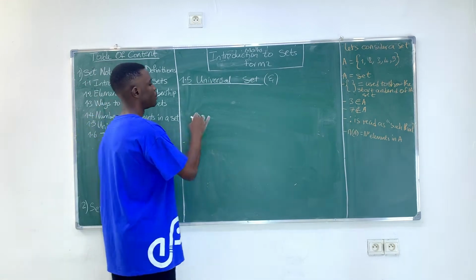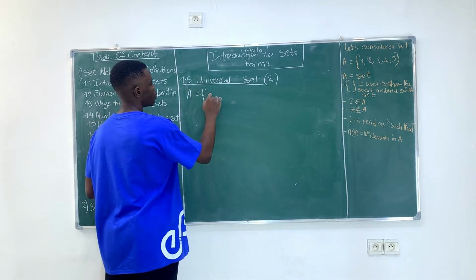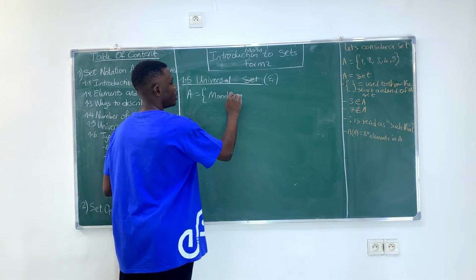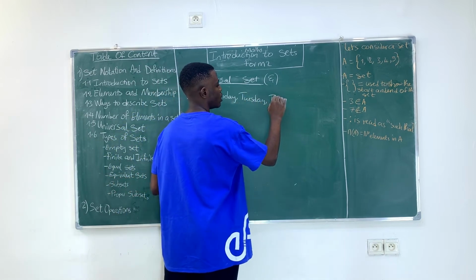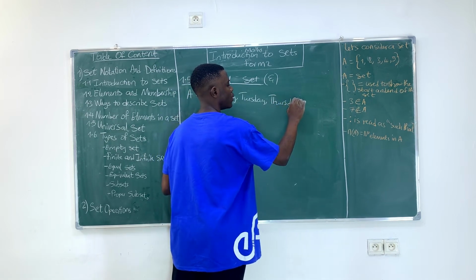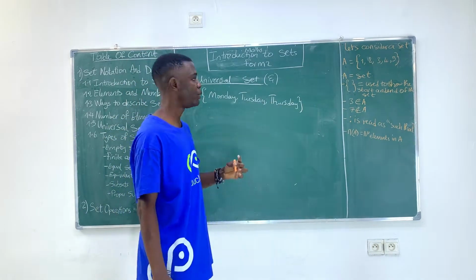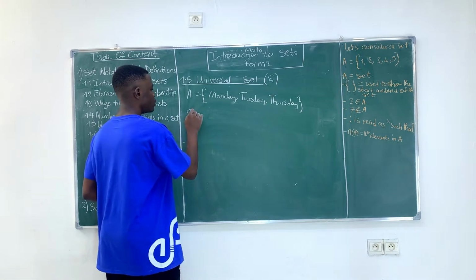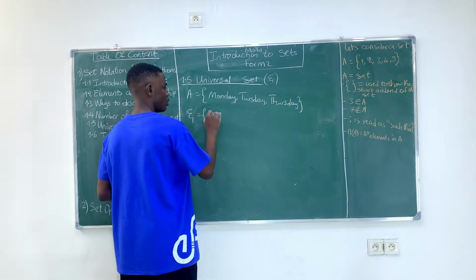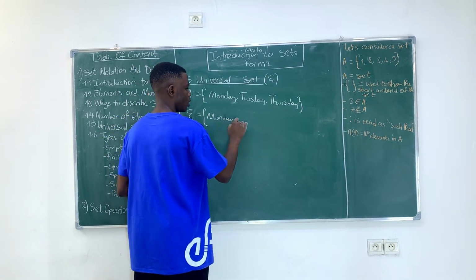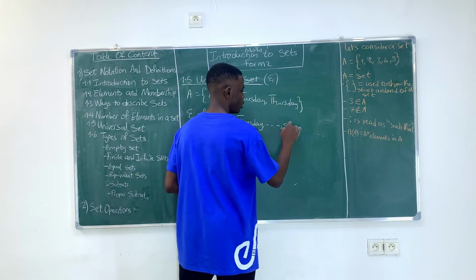Like for instance, you can be talking about the days of the week. You can have a set A which is equal to Monday, Tuesday, and Thursday. These are some days in the week. Now, what will be the universal set here? The universal set will be all of the days of the week. Monday, Tuesday, up to Sunday.